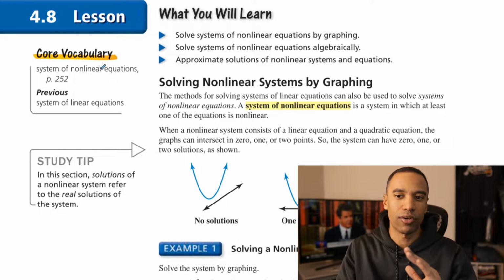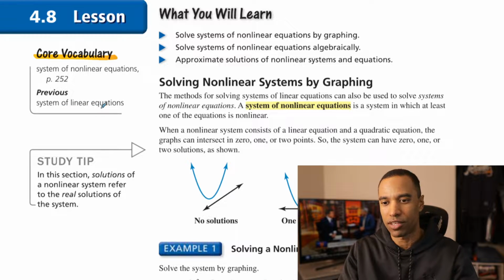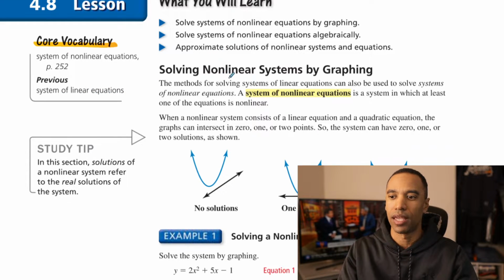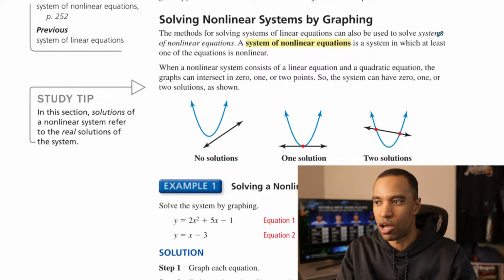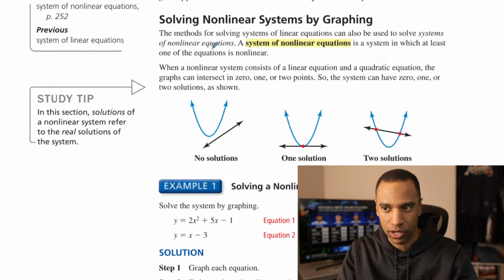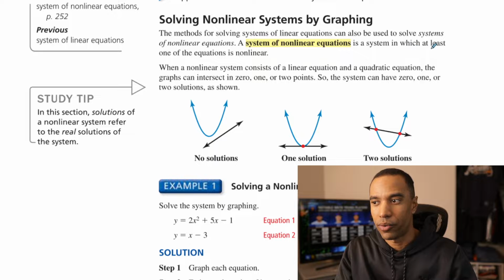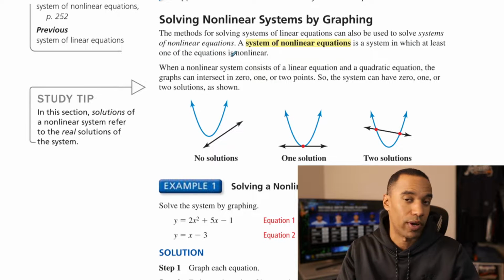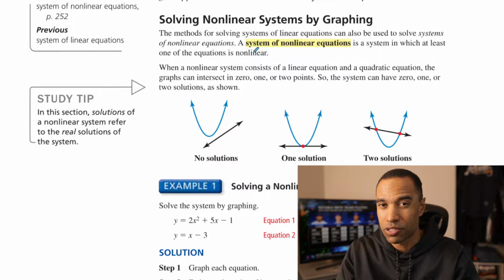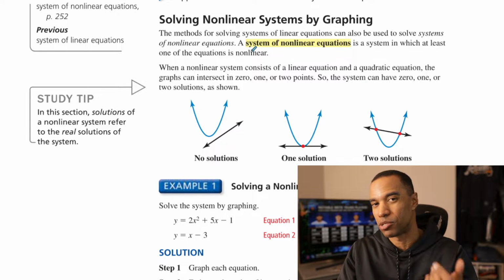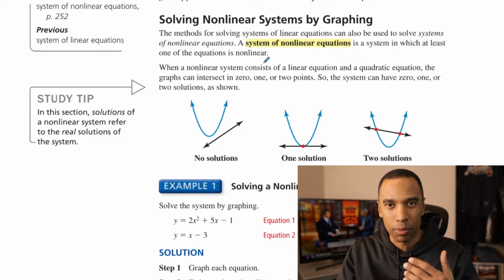So systems of nonlinear equations is our core vocabulary. Systems of linear equations would have been something previously learned at some point. And let's take a look. The methods for solving systems of linear equations can be used to solve systems of nonlinear equations. So whatever we did there, we can do here. A system of nonlinear equations is a system when at least one of the equations is nonlinear. Like I said, you'll probably see mostly quadratic. We'll see if we run into anything else, but if we do, it'll probably be in the approximation stage, not in graphing them, something like a cubic.